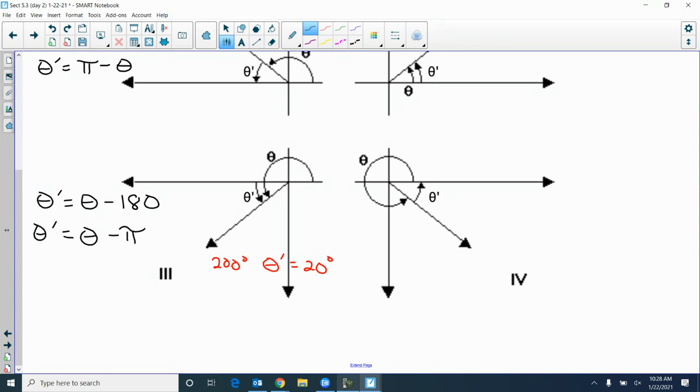Quadrant 4. What's going to be an angle in quadrant 4? Any angle in quadrant 4. Okay, Nathan Moore? 320. All right, that's our angle. What's our reference angle? Cole Rose? 40 degrees. Okay, it's that angle right there. So we went 320. We've got to go another 40 degrees. That's my reference angle.